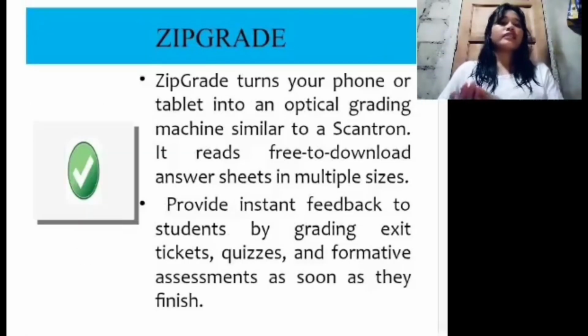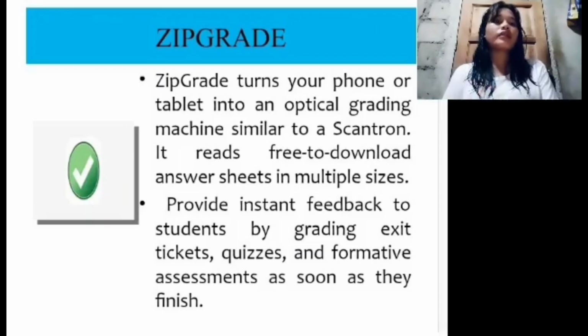So next is ZipGrade. ZipGrade is an application that converts a phone or tablet into an optical grading machine similar to a Scantron. It works by scanning free-to-download answer sheets using the device's camera. It allows teachers to provide instant feedback to students by grading quizzes and formative assessments immediately after they finish.